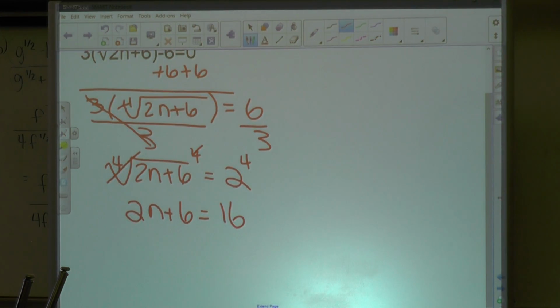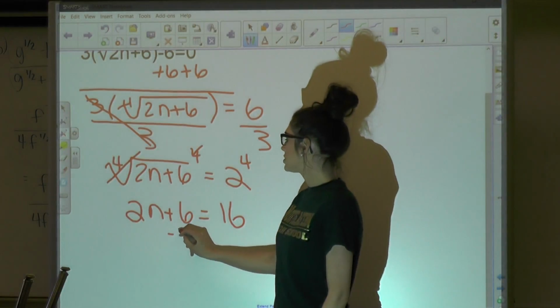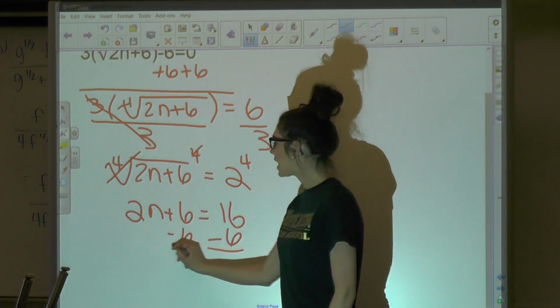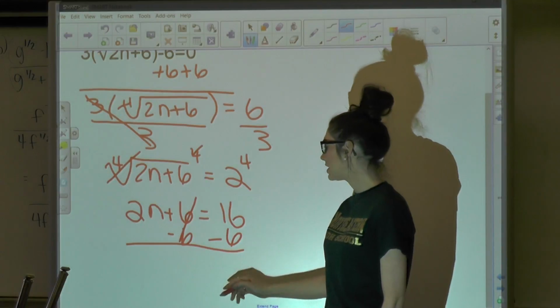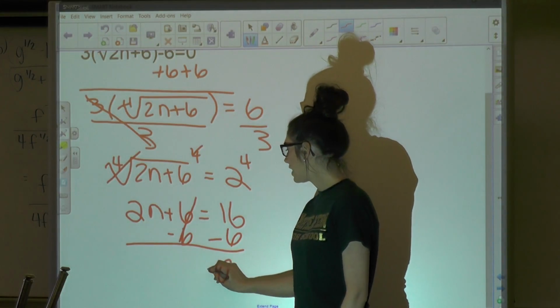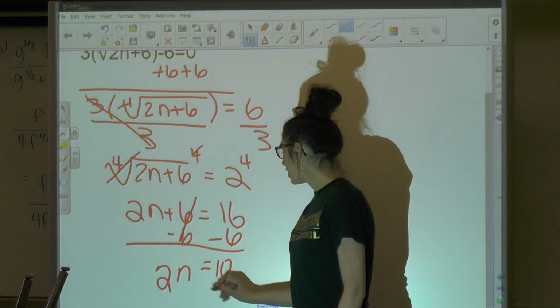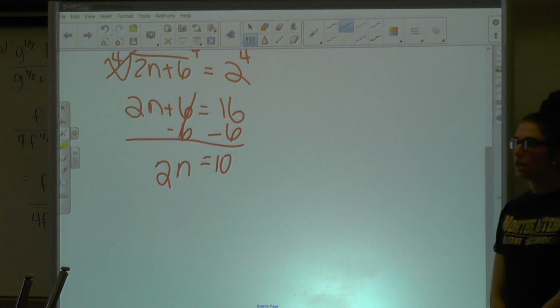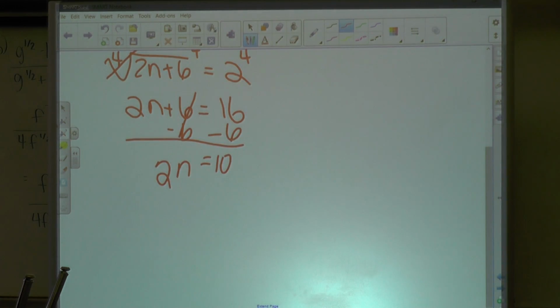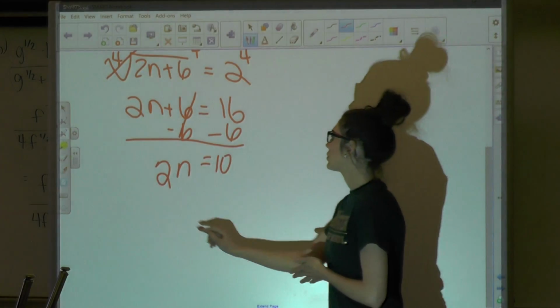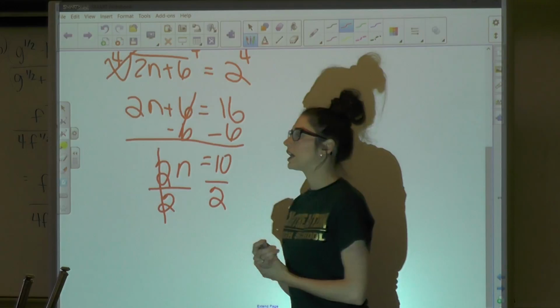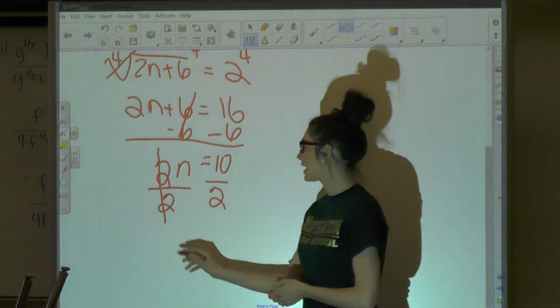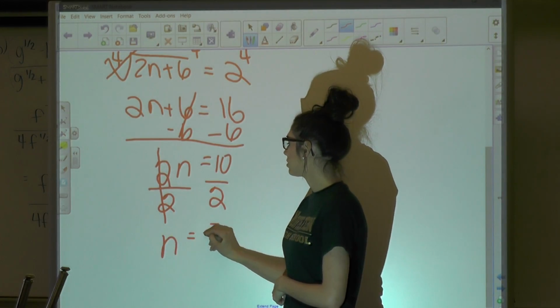Now you want to get n by itself, so you can get rid of everything that's not with the n first. So we're going to subtract 6 from both sides. 6 minus 6 is 0. 16 minus 6 gives you 10, and you're left with 2n on the left. Now to get n by itself, it's 2 times n. So you're going to do the inverse, which is divide by 2. What I do to one side, I have to do to the other. Your 2's will cancel out, and you get n equals 5.